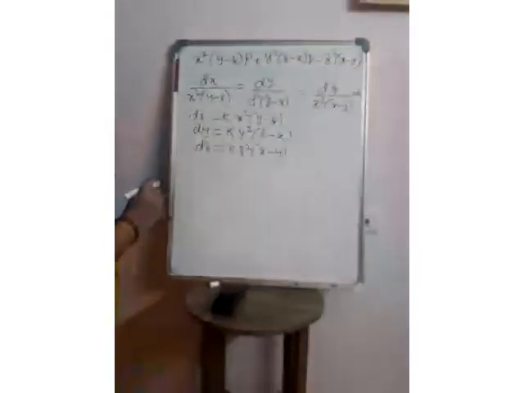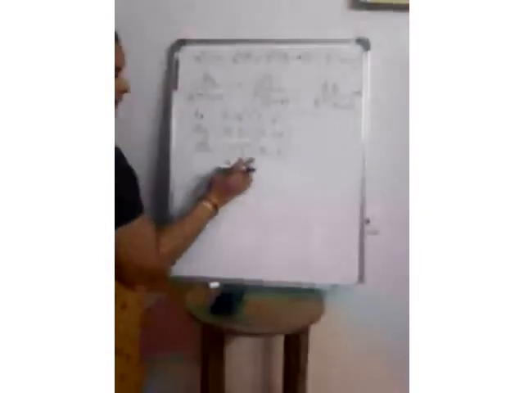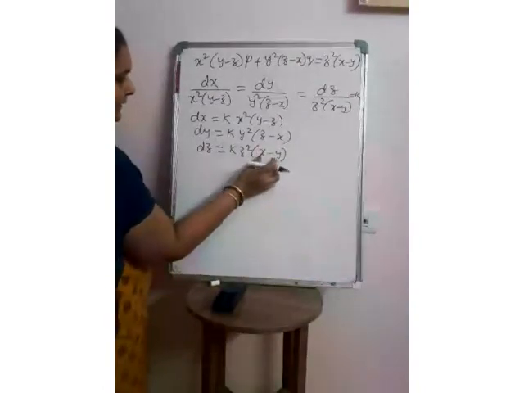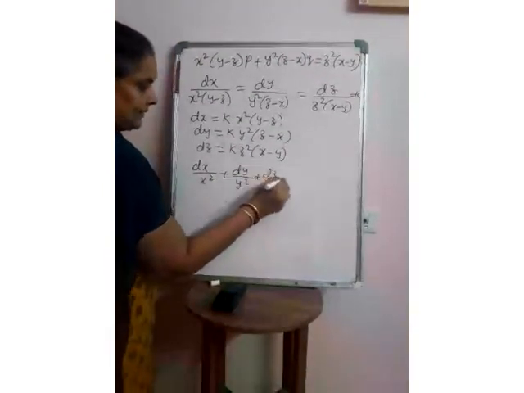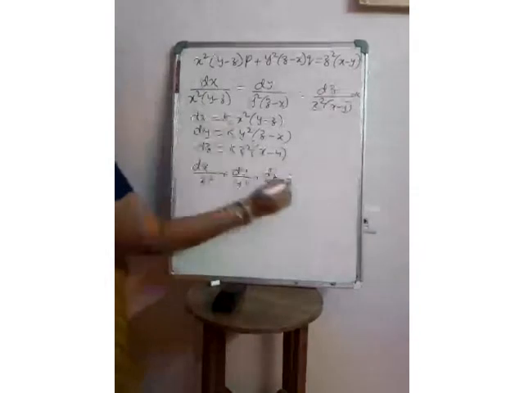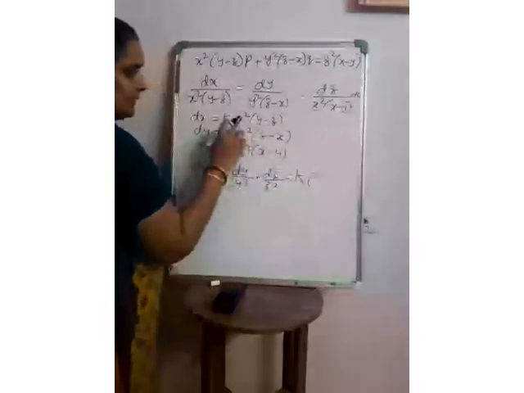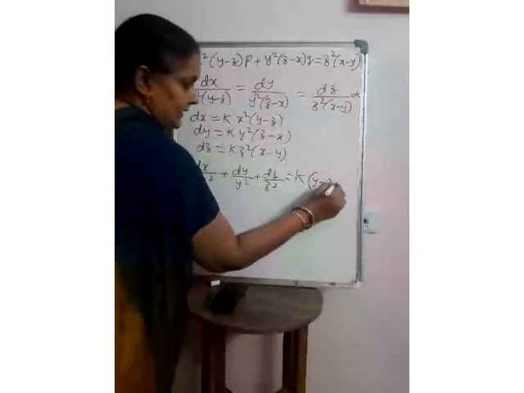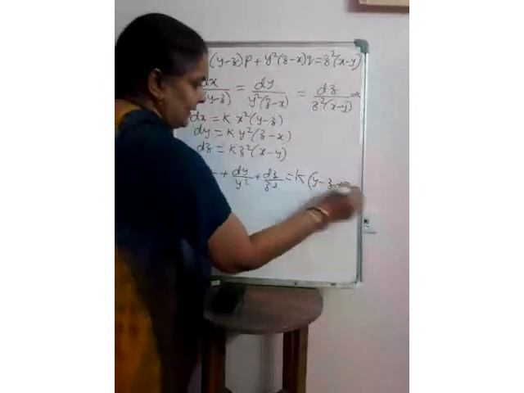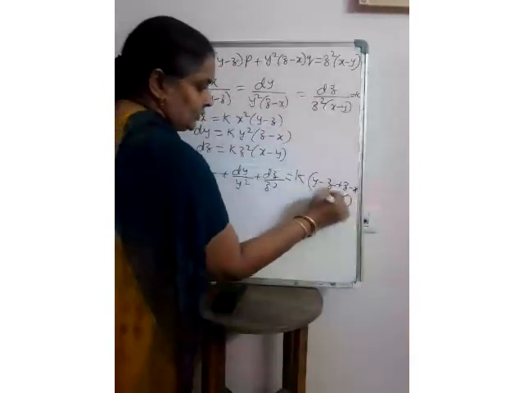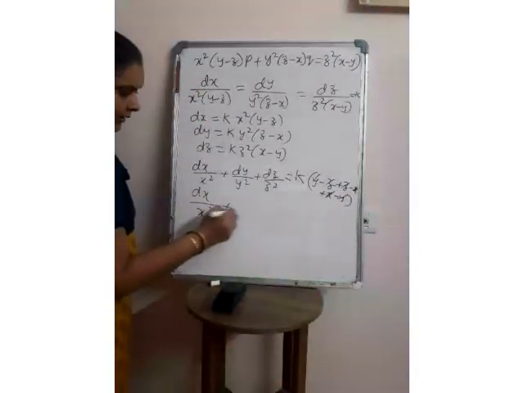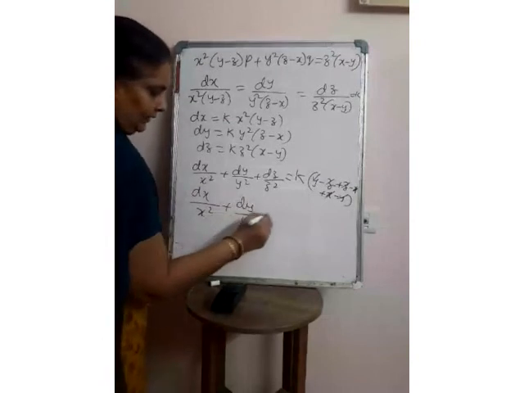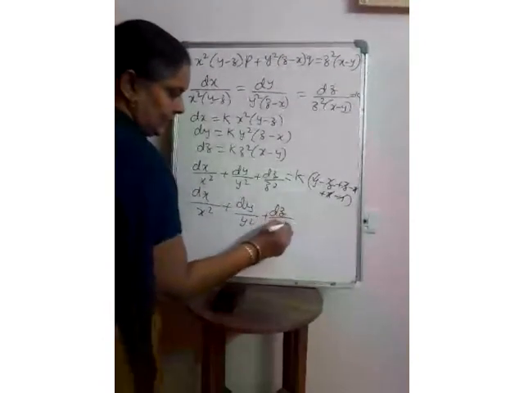So if you remove this x square, y square, z square, the sum of the terms inside the brackets will become 0. So the first combination I'll take is dx by x square plus dy by y square plus dz by z square. So if you divide this, k is constant, divided by x square, this will get removed. We are left over with y minus z. In this term, we'll get z minus x, and in this term, we'll get x minus y. So y, z, and x get cancelled. So dx by x square plus dy by y square plus dz by z square is equal to 0.